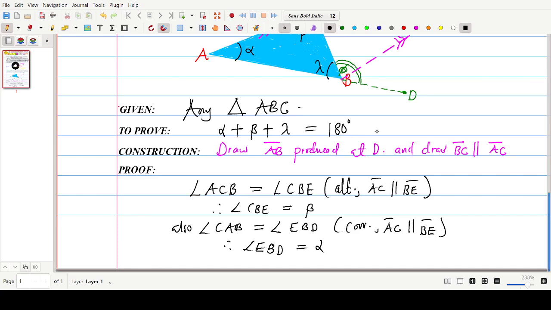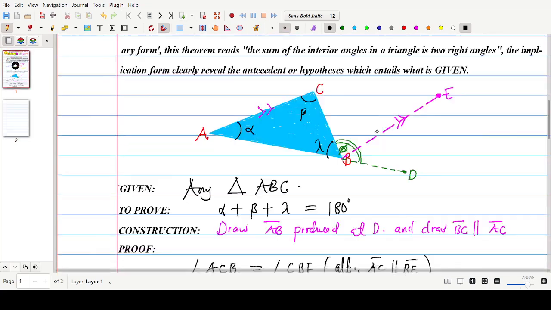Can you see that? Our page is exhausted. So let me take one page for the work. All right.